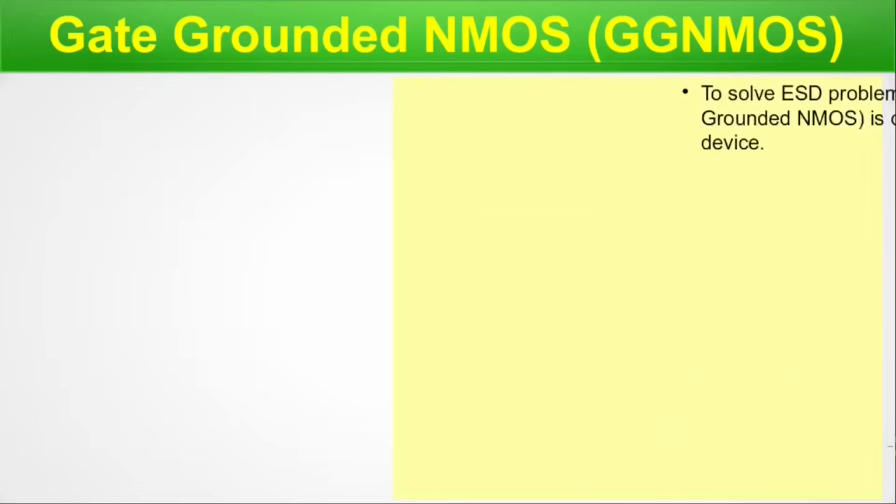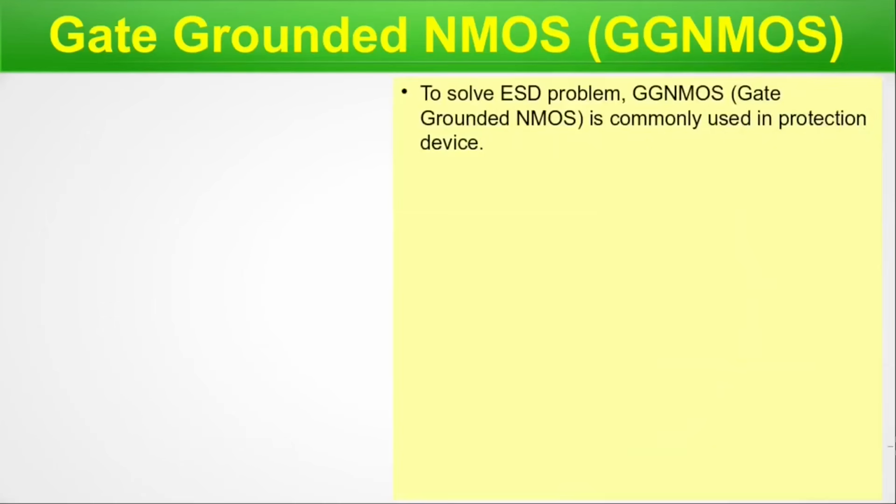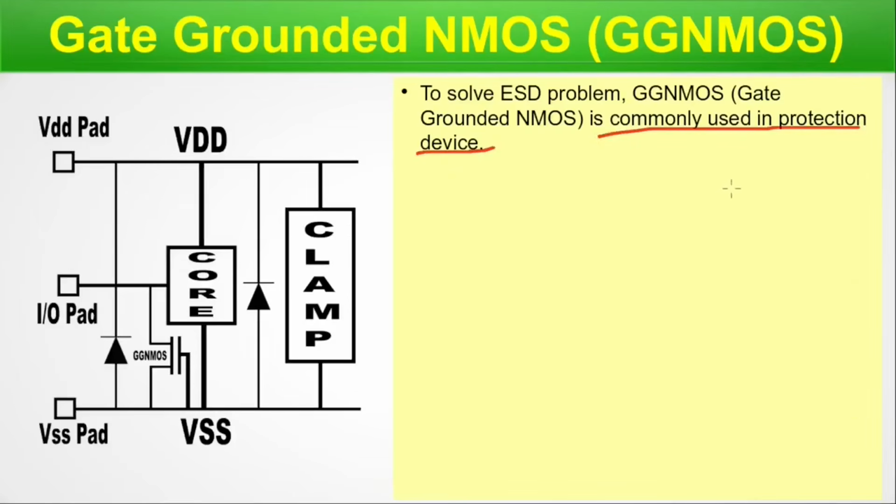Gate grounded NMOS, GGNMOS. To solve the ESD problem, GGNMOS, that is gate grounded NMOS, is commonly used as a protection device. Here is the schematic that we are using. Here you can see the GGNMOS, the NMOS is here. You can see the source and drain here, and we have grounded the gate here. So this structure acts as a gate grounded NMOS. The rest of the circuit you are very familiar with. We have displayed it a couple of times from the beginning of this video.